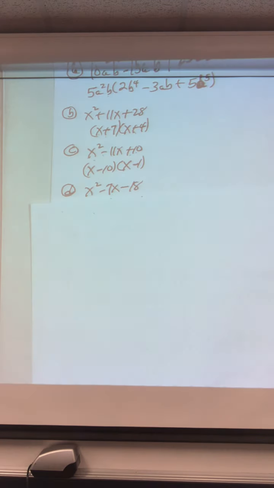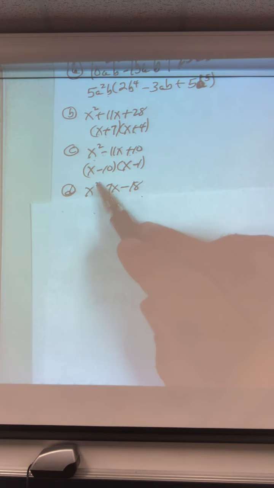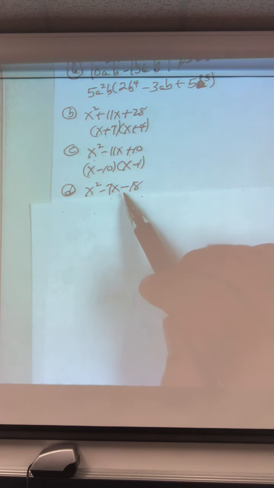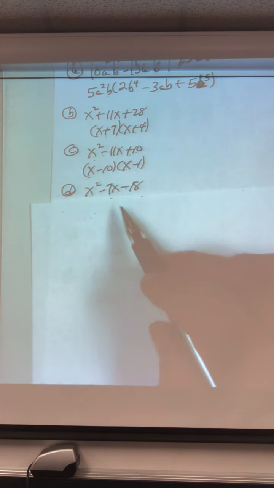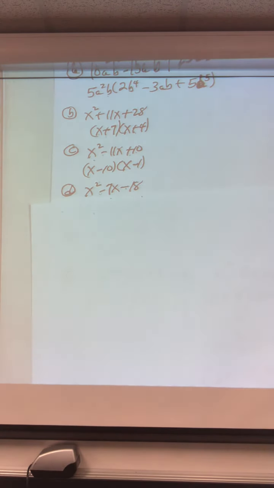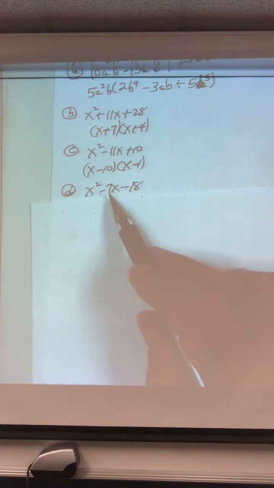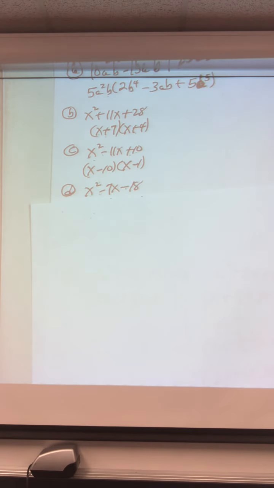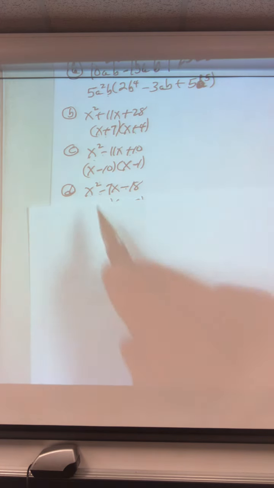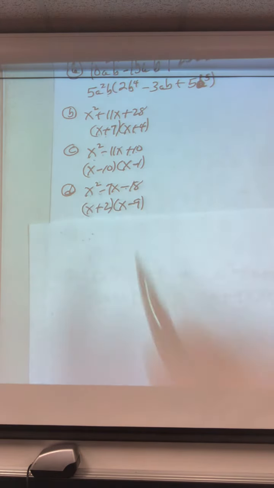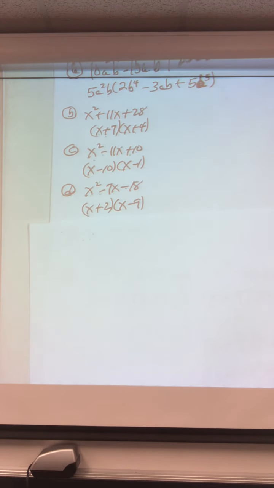Trinomial, no GCF, easy case. X squared, X and X. Signs are different, largest is negative. So you got an X plus and an X minus. But the biggest number is going to be with the negative. That's what that means. Now I need 2 numbers that multiply to give you 18, but if you subtract them, you get 7. 9 and 2. 9 times 2 is 18, but if you subtract 9 and 2, you get 7. But you have to put the 9 with the negative. Biggest number is negative. Now, if you put the minus first, as long as the 9 is first. Okay, next one.